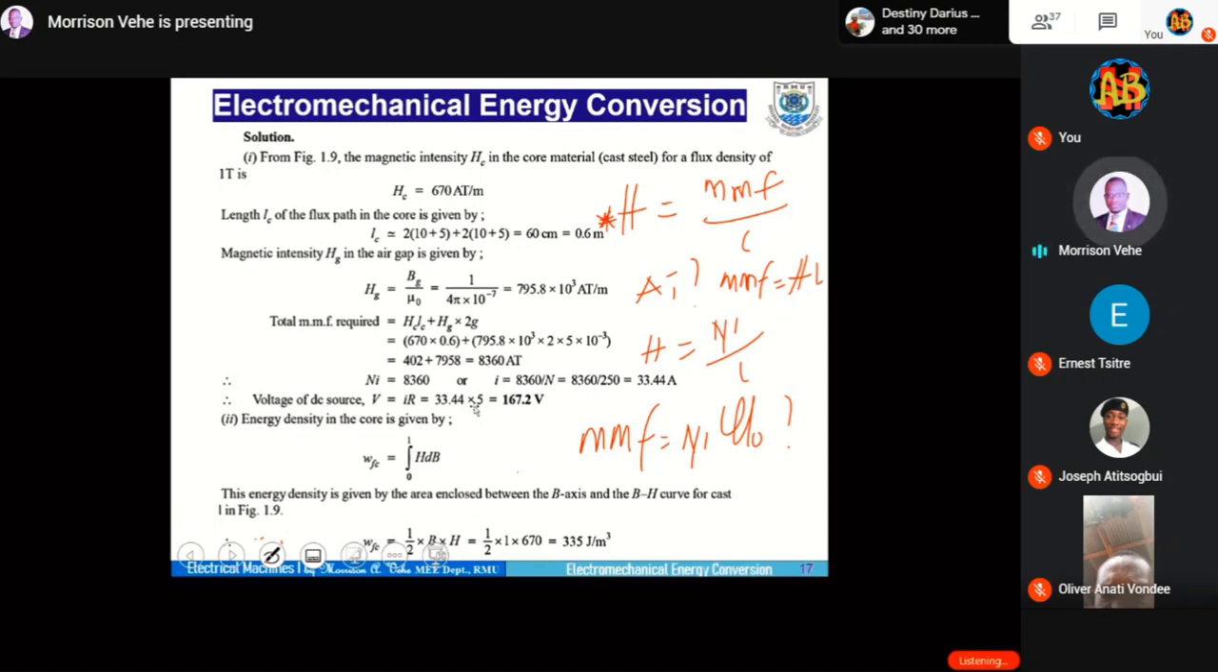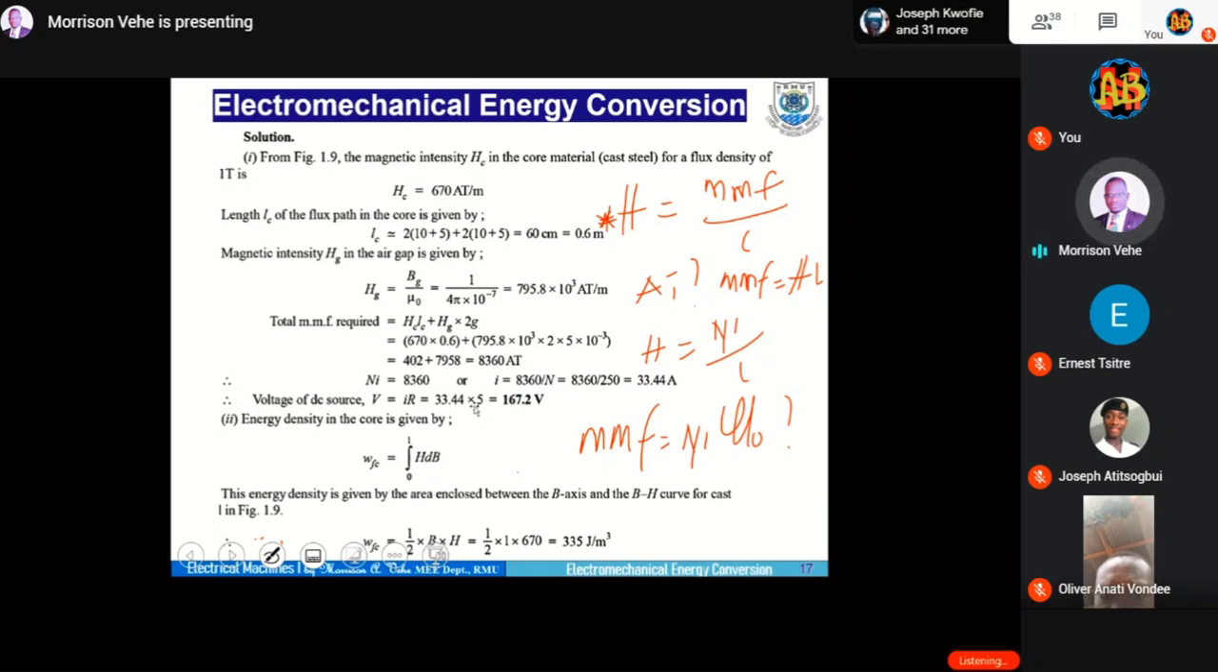We can also look at the energy density in the core. In this case, we have 1 Tesla given to us as the flux density. So it means that from 0 to 1 Tesla, you integrate. Now remember that we did all these things earlier. It's just trying to recall this and then establish. So in terms of the flux density, we'll have this.